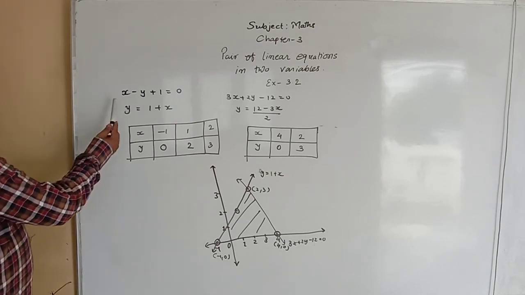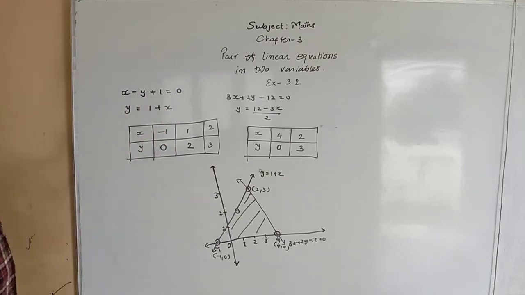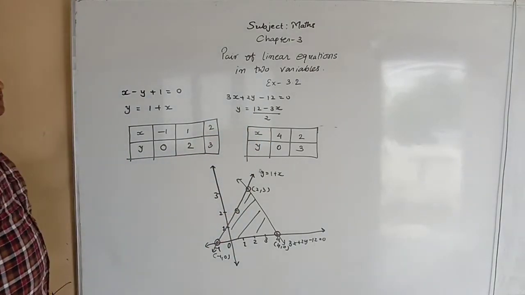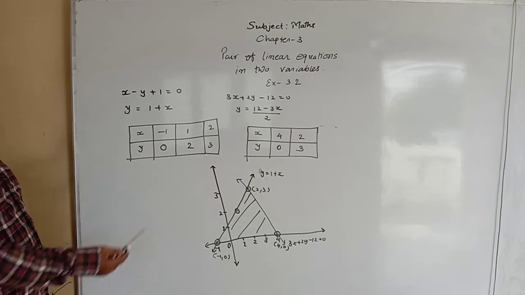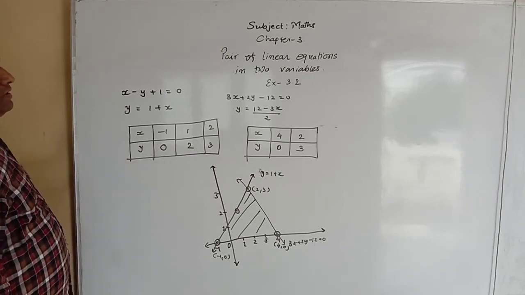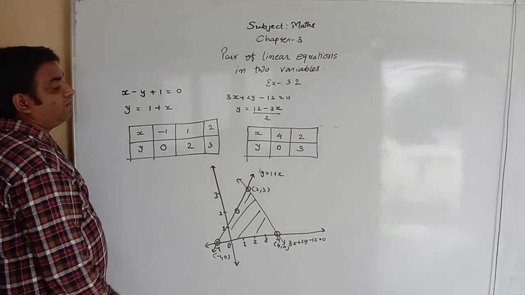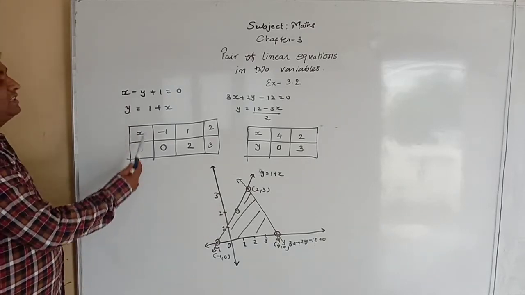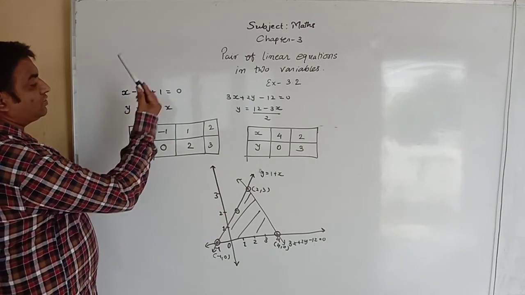Question 7: we have x minus y plus 1 equals 0 and 3x plus 2y minus 12 equals 0. Represent them on the graph. Then write the intersection points with the x-axis and shade the triangular region formed by the x-axis and these two lines.